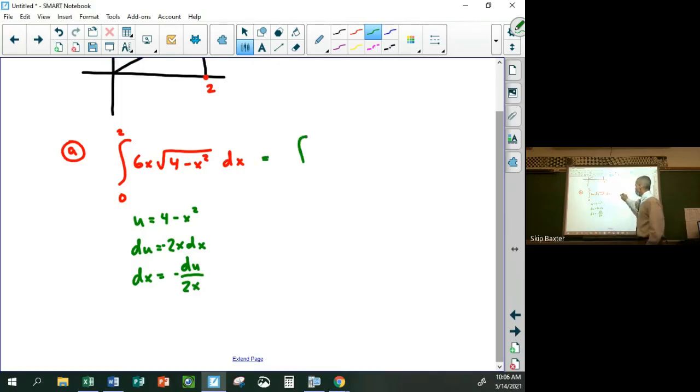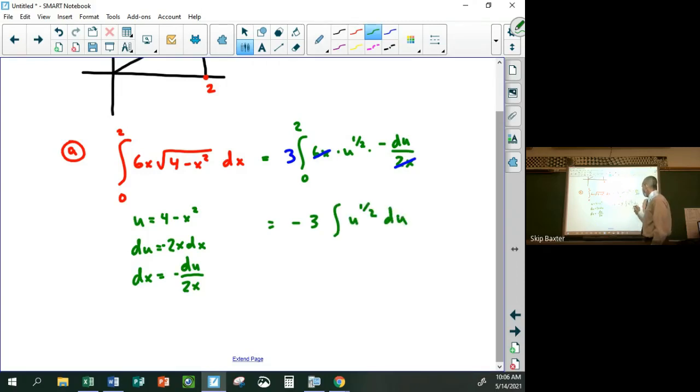So this ends up being the integral from 0 to 2 of 6x times u to the half times negative du over 2x. So this is a little bit complicated for a free response question having a u substitution like this, but it's not crazy. So those cancel to be a 3, and then there's a negative. So this is really negative 3 integral of u to the half du. You could change the limits of integration and then do it that way, or you could do it the way that I'm doing it here, which would be negative 3 u to the 3 halves times 2/3.